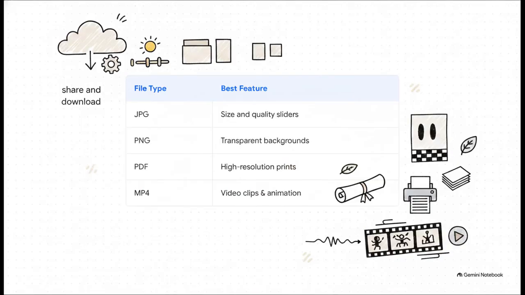When you finally hit that share and download button, you've got a ton of options. You can download JPGs and use the size and quality sliders if you have a Pro account. You could choose PNG files, which actually allow Pro users to save with a completely transparent background. PDFs, those are going to be your go-to for high-resolution printables, and MP4s are exactly what you'll need for any animations or AI video clips.